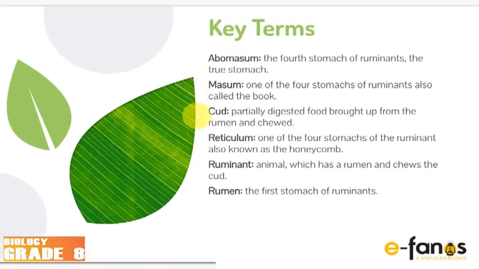Cud is partially digested food that's brought up from the rumen and chewed. The reticulum is one of the four stomachs of the ruminant, also known as the honeycomb. The ruminant is the animal which has a rumen and chews the cud, and rumen is the first stomach of the ruminants. So they're the important words that you need to know.